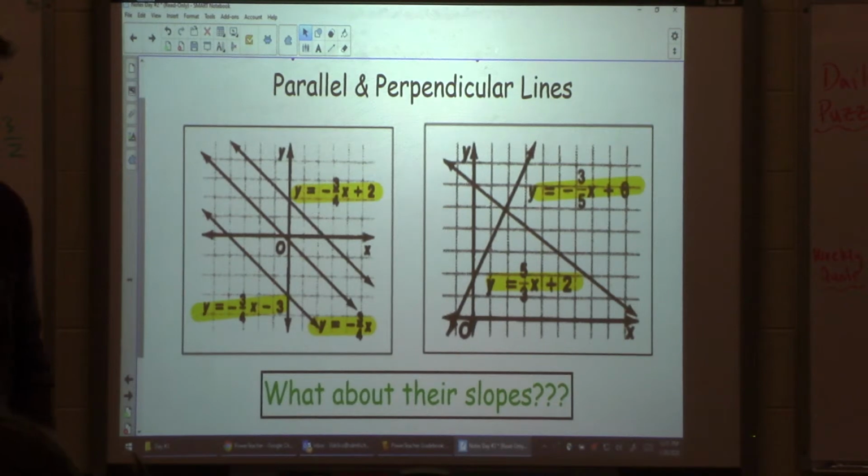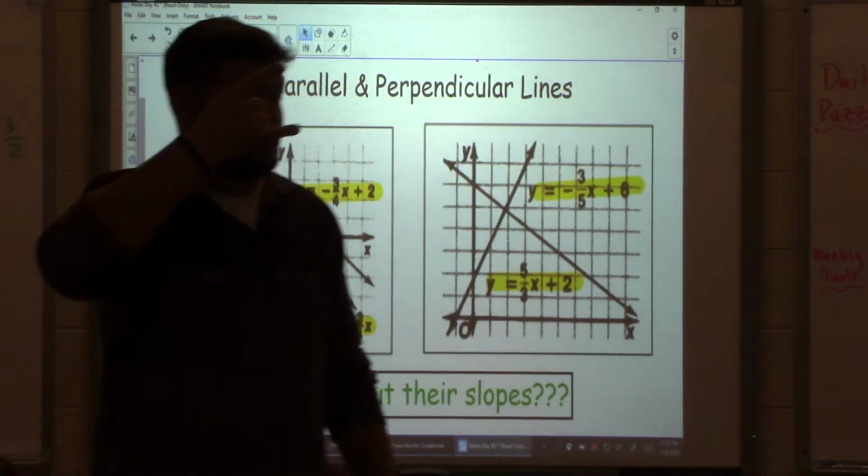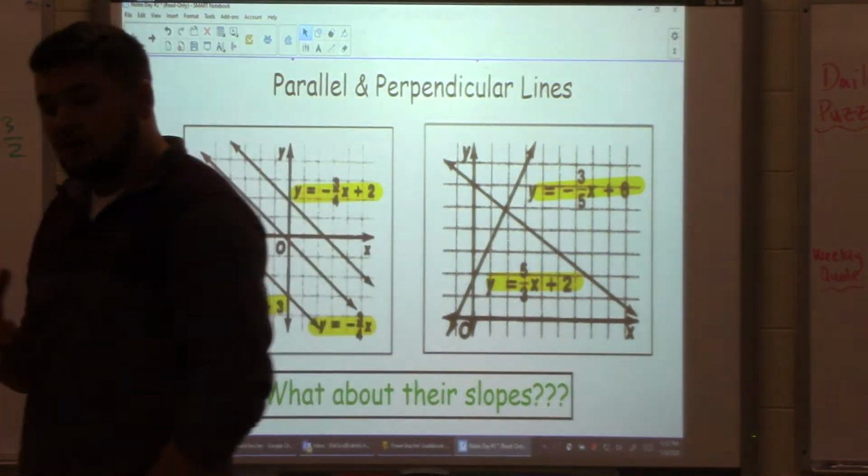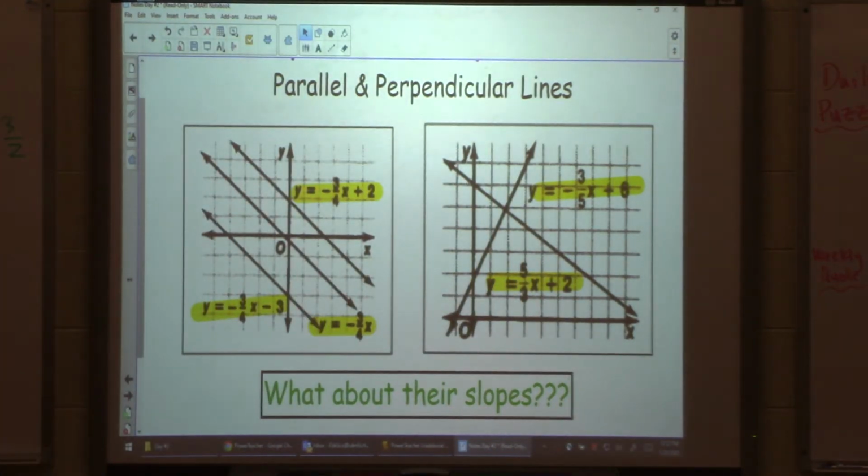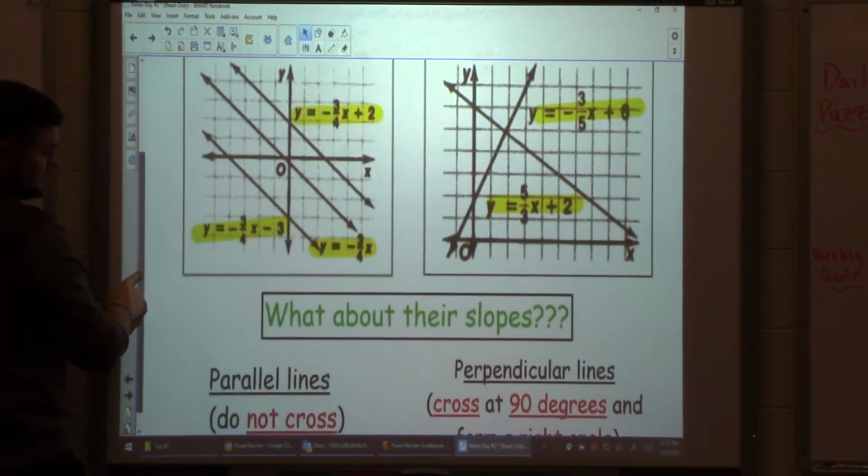Very good. Now, what do you know about their slopes in terms of parallel and perpendicular? Perpendicular lines have slopes that are opposite reciprocals. We take the fraction and flip it, and make it the opposite, either positive or negative. What about parallel lines? They have the exact same slope. So parallel lines never intersect and have the exact same slope. Perpendicular lines do intersect, and they have opposite reciprocals for slopes.